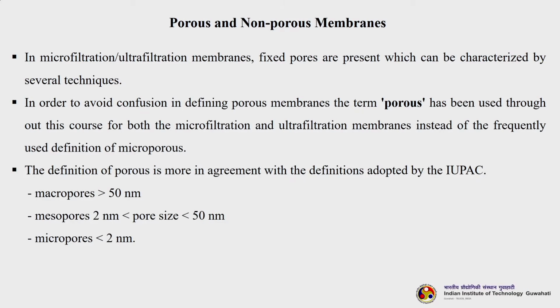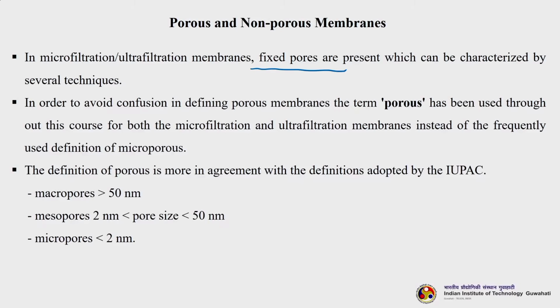In microfiltration and ultrafiltration membranes, fixed pores are already present, which can be characterized by several techniques. They are distinctly visible under different techniques. In order to avoid confusion in defining a porous membrane, the term porous has been used throughout this course for both microfiltration and ultrafiltration, instead of frequently using the definition of microporous. The definition of porous is more in agreement with the definitions adopted by IUPAC.